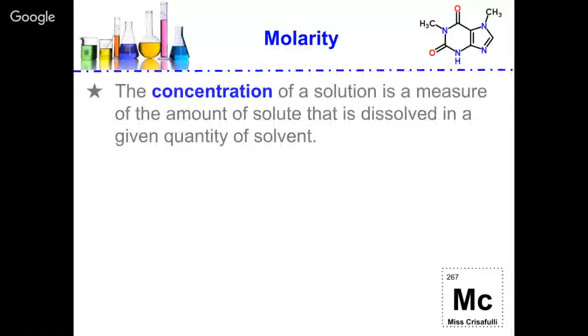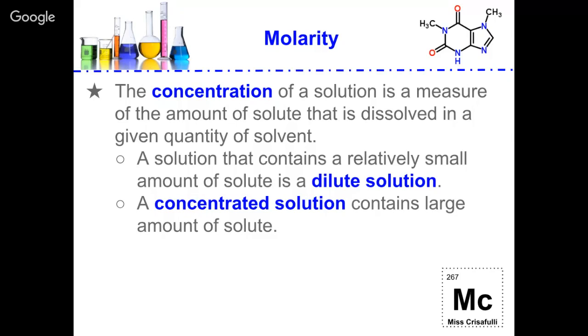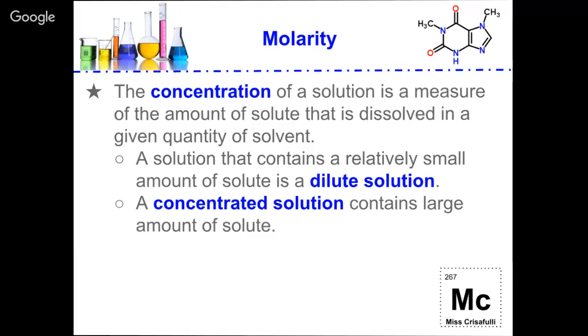So the first concentration of solution calculation that we're going to talk about is molarity. The concentration of a solution is a measure of the amount of solute that is dissolved in a given quantity of solvent. A solution that contains a relatively small amount of solute is a dilute solution, and a concentrated solution contains large amounts of solute.